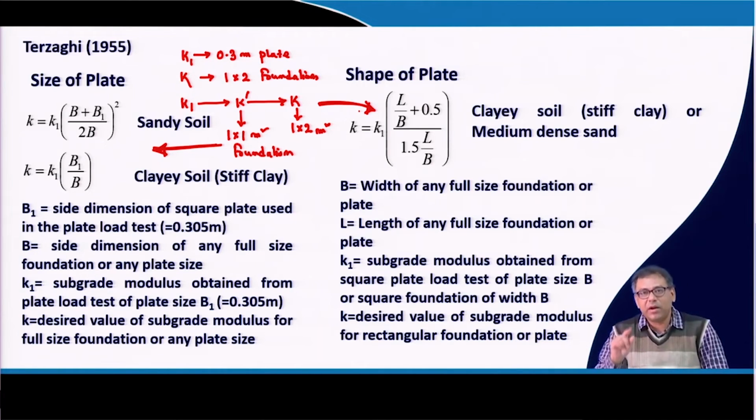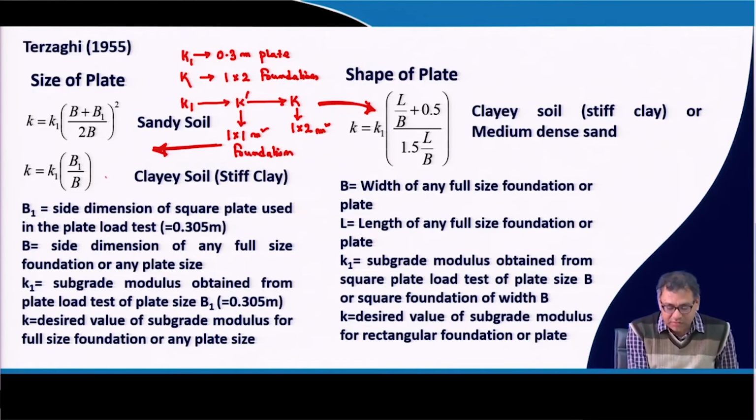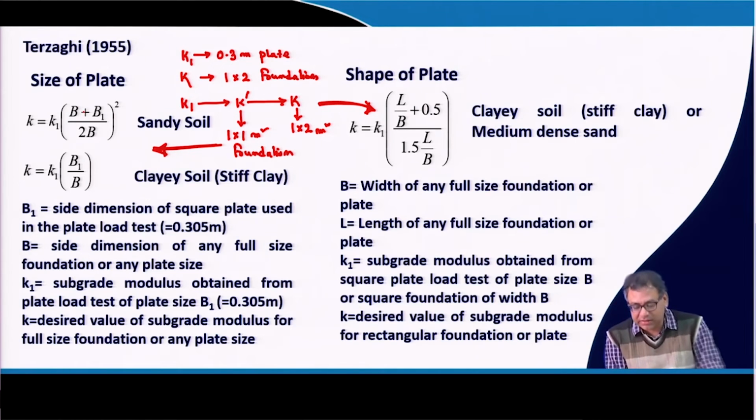But if your foundation is 1 meter cross 1 meter, then fine, that is your actual or the required subgrade modulus, but if your foundation is 1 meter cross 2 meter, then you use the second conversion. Now, you convert this square foundation to rectangular foundation. So, in the first conversion, your B will be 1 meter and B1 will be 0.3 meter, and in the second conversion B will be 1 meter and L will be 2 meter. Okay. So, this is your conversion for plate size and shape.